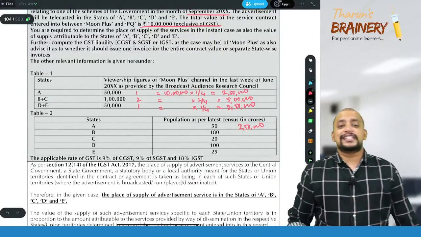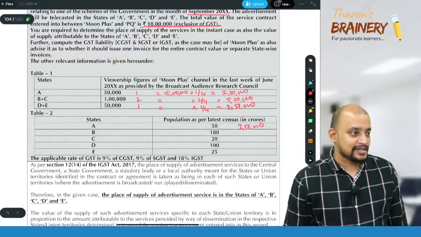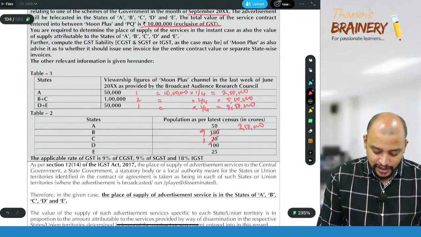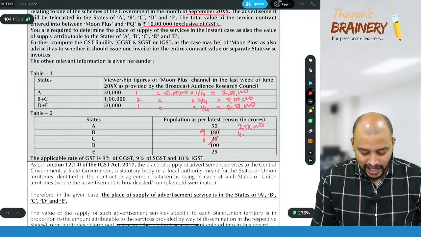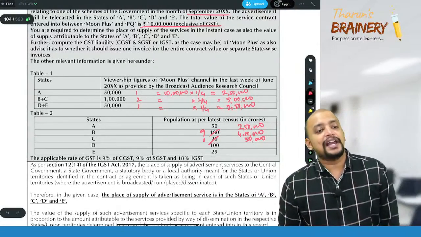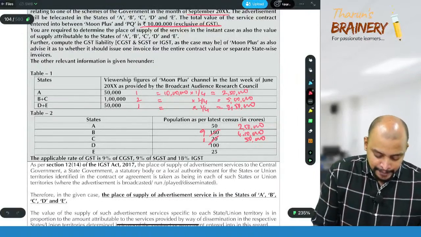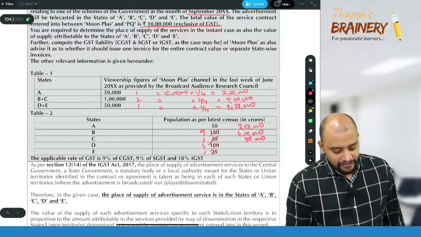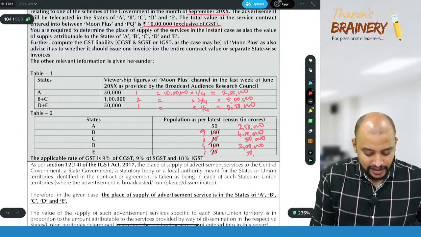So now, what is the secondary distribution? The secondary distribution will be based on population census. So what is the population census? 180:20. So 9:1 ratio, correct or not? So in 9:1 ratio, you divide 5 lakhs. So 5 lakhs into 9 by 10, 5 lakhs into 1 by 10, 4,50,000 and 50,000. Then next D and E, 2,50,000. What is the ratio? 4:1. So 2,50,000 into 4 by 5, 2 lakhs and 50,000, correct?